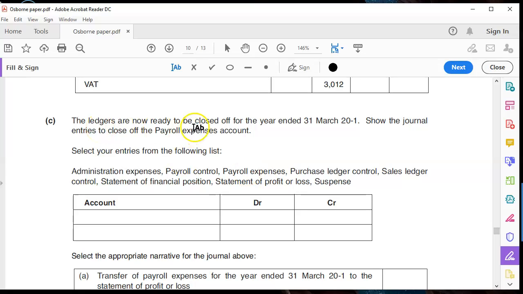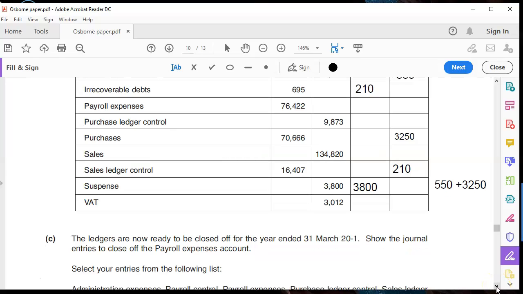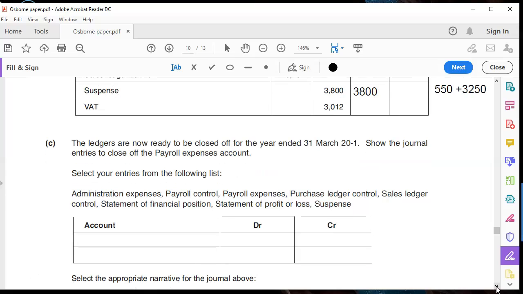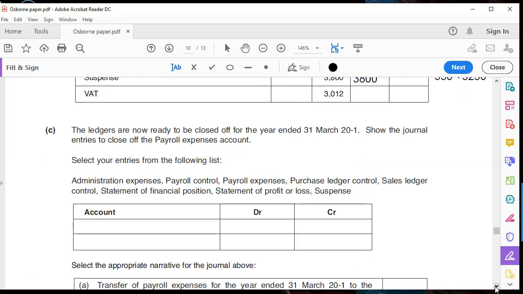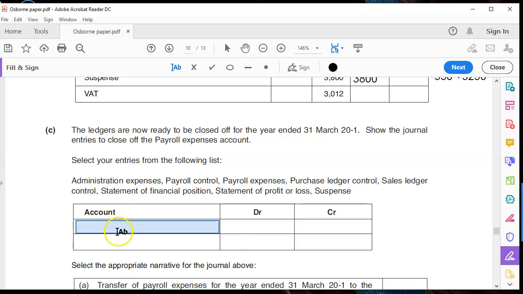The ledgers are now ready to be closed off for the year end 31st March 2011. Show the journal entries to close off the payroll expenses account. So they want you to close the payroll expenses account. So payroll expenses is 76,422 on the debit side. Now payroll expenses is an expense. So when you want to close the account, you transfer it to either SPL or SOFP. As you know, in SOFP you enter assets and liabilities, but payroll expenses is a debit into the SPL.